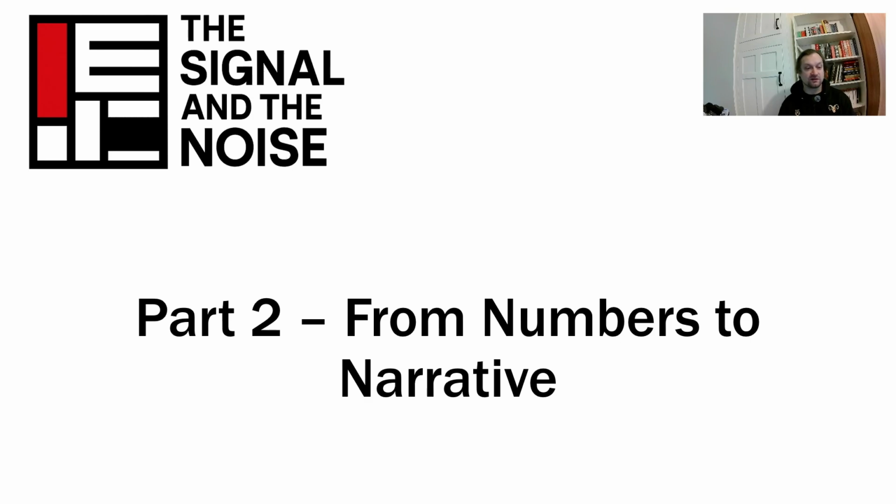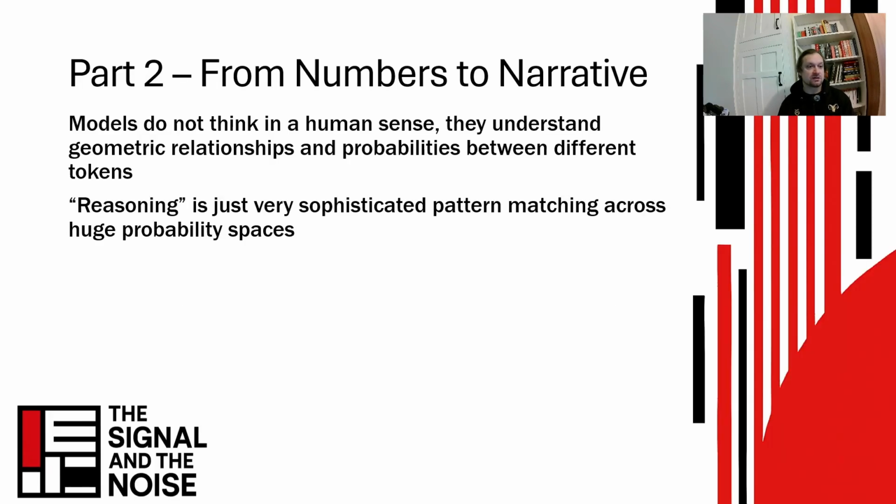Okay, so part 2, from numbers to narrative. This is where we start to get a little bit more into the understanding of what the large language model is doing, how it's working. So like we mentioned before, they don't think in a human sense. They understand geometric relationships and probabilities between different tokens. So reasoning just becomes very sophisticated pattern matching across huge probability spaces.